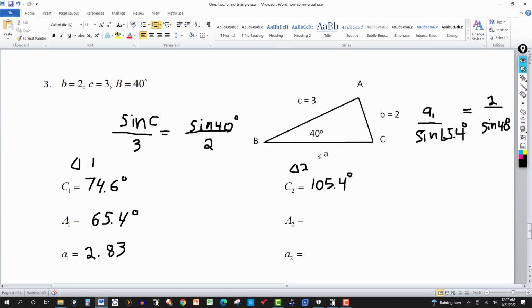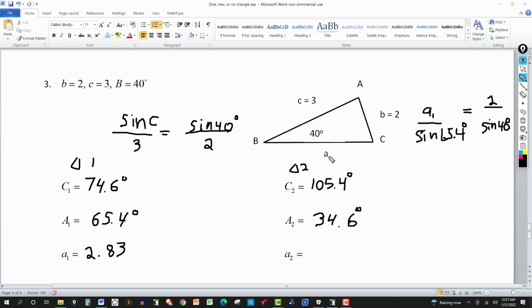So again, we have two angles now. The given angle is 40. So B is 40 degrees, and C, or in this case C2, is 105.4. So add the 40 and the 105.4, 40 plus 105.4, subtract that value from 180. And we get this angle A, or A sub 2, is 34.6 degrees.